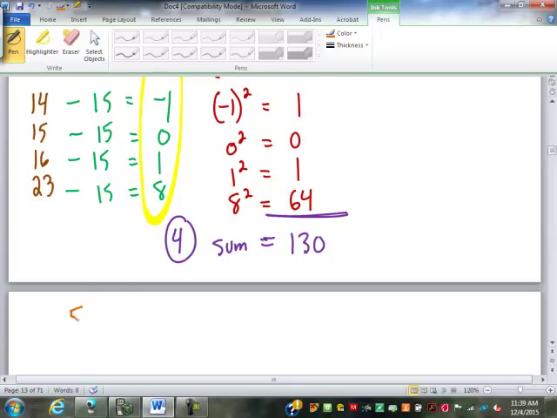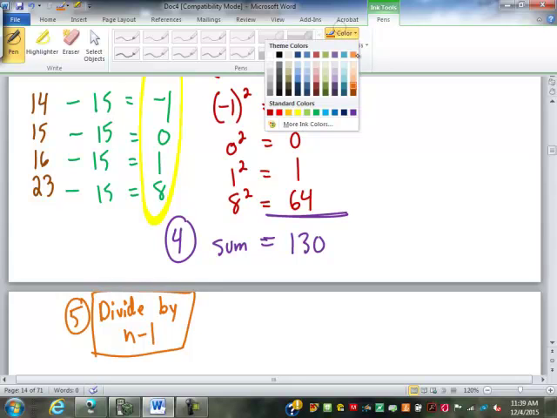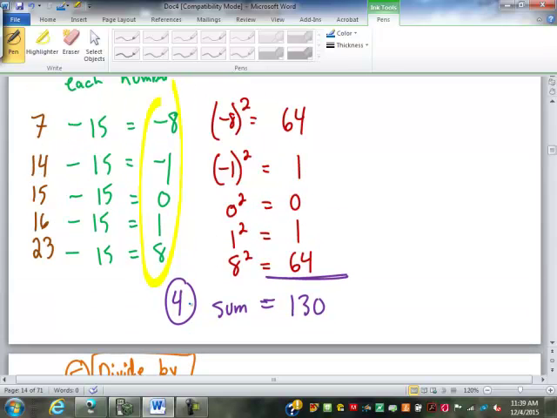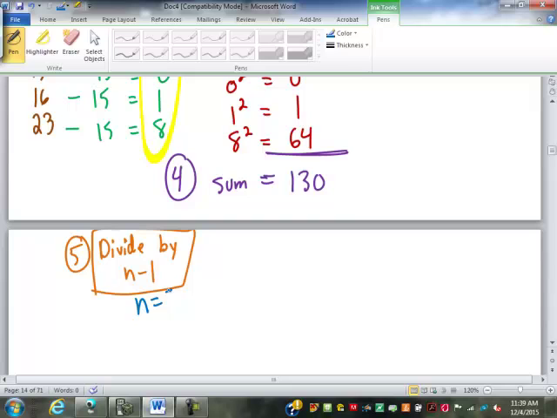Step 5 is a little trickier to describe. It is to divide by n minus 1. For this set of numbers, what is n? How many numbers are in that list? 5, right? So n equals 5. So that means n minus 1 equals 4. So we're going to divide by 4, which is what? 32.5? Is that correct?